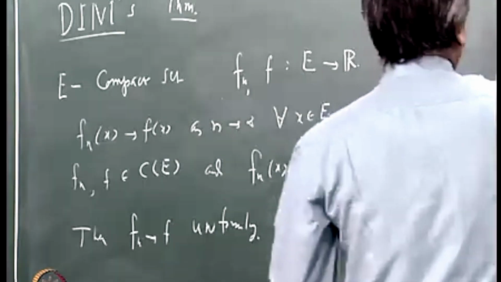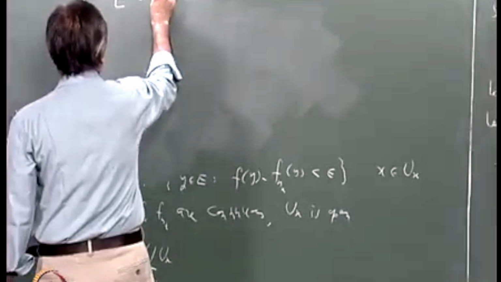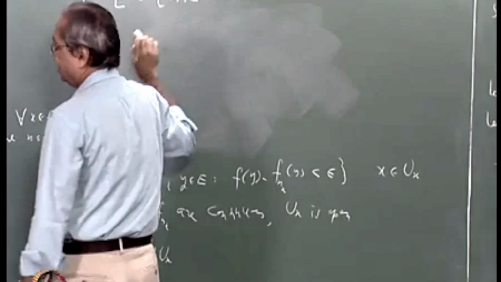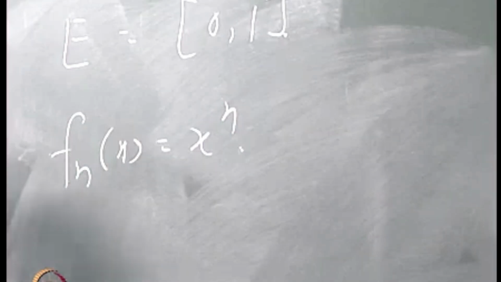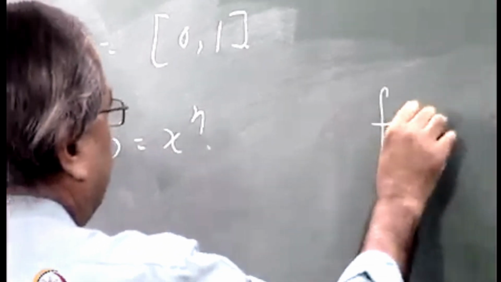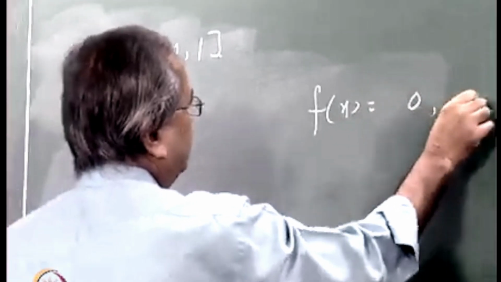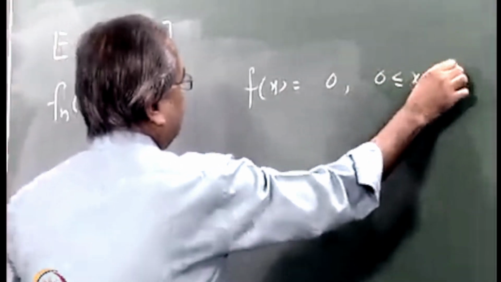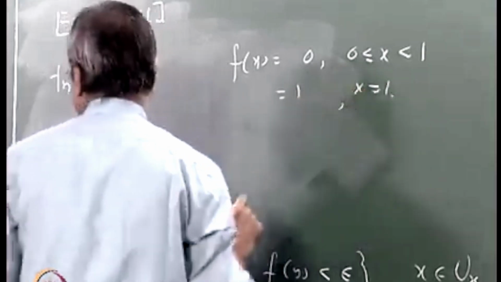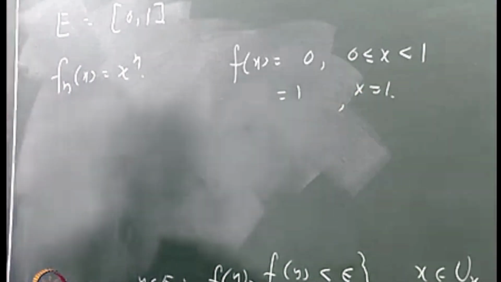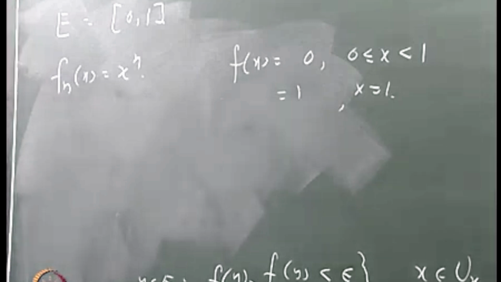Suppose I take E as the interval 0 to 1. This is, in fact, I think the starting example. We have taken Fn of x as x to the power n. And what was F of x? F of x was 0 for 0 less than or equal to x less than 1, and 1 for x equal to 1.